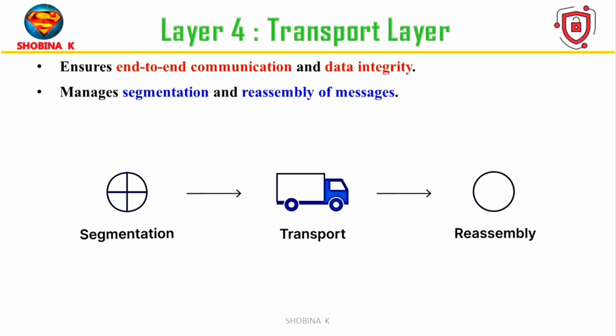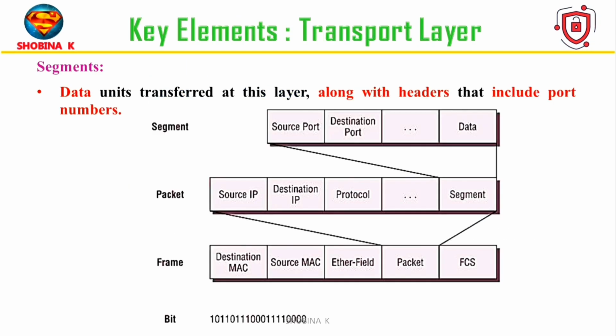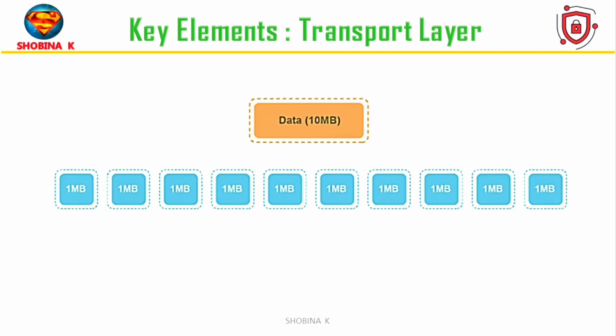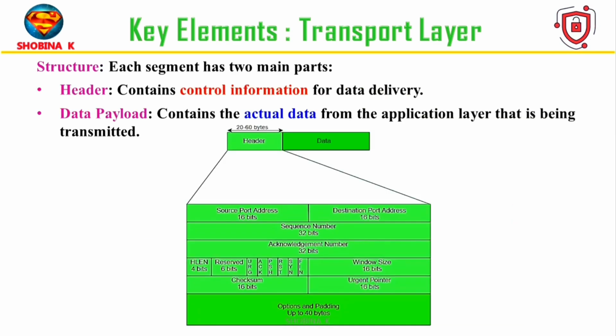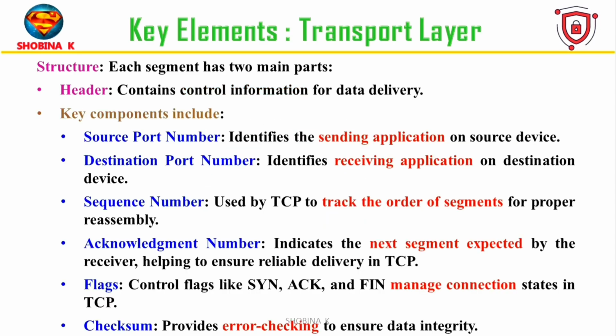Now let's understand the key elements of the transport layer. Segments are data units used in the transport layer. A segment is created by breaking down larger application data into smaller pieces for efficient transmission. Each segment consists of two main parts, which are headers and data payload. Headers contain control information necessary for data delivery. The key components of the header include source port number, destination port number, sequence number, acknowledgement number, flags, and checksum.